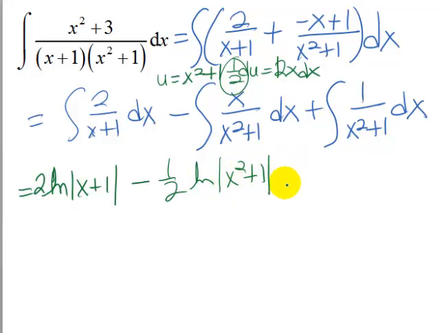And then plus, as I look at this, I recognize that as an inverse tangent of x, and then plus a constant. If you weren't sure about this, didn't recognize that, you could draw a triangle and do trig substitution.